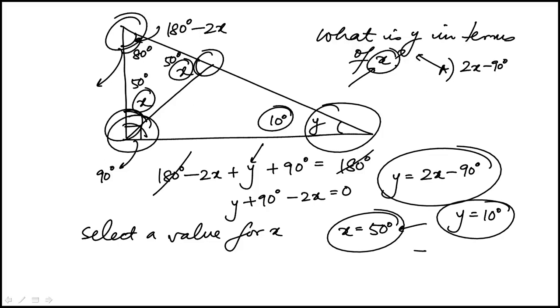And then you would have to take this value for x and plug it in all the answer choices, and then compute and find the one that gives you y equal to 10. And in this case, 2 times 50 is 100. 100 minus 90 is indeed 10. So that is the correct answer.